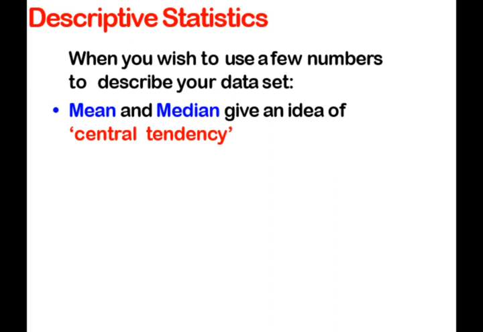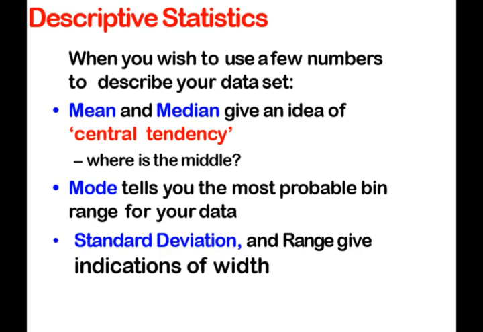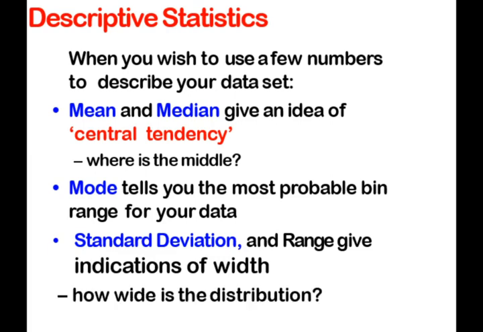Is to find the median, mostly median. Find the mean in our analysis. But in general, mean and median will give you the central tendency. Essentially, they tell you where is the middle. But mode tells you the most probable bin range for the data. And then we get to these new definitions of a standard deviation and range, which will give you the width or the spread of your data in general. How wide is the distribution?